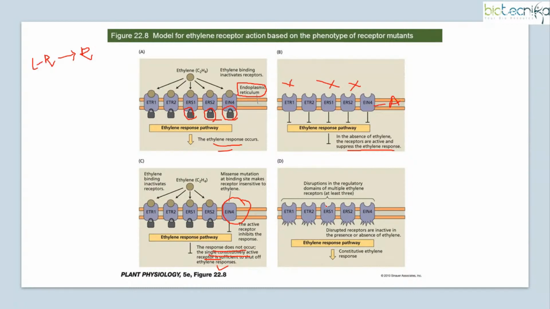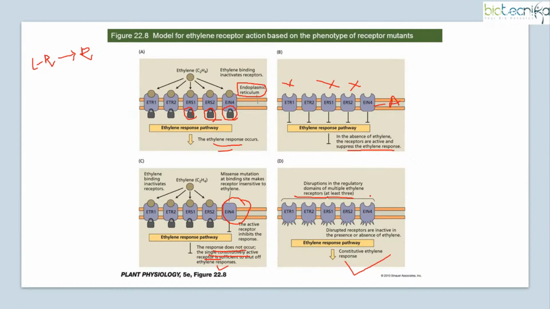Okay, and the fourth one is the disruptions in the regulatory domains of multiple ethylene receptors. So that means at least 3 receptors are mutated. So in that case, what happens? Constitutive ethylene response will be generated. Okay, so these are the 4 different models for your ethylene receptor action.